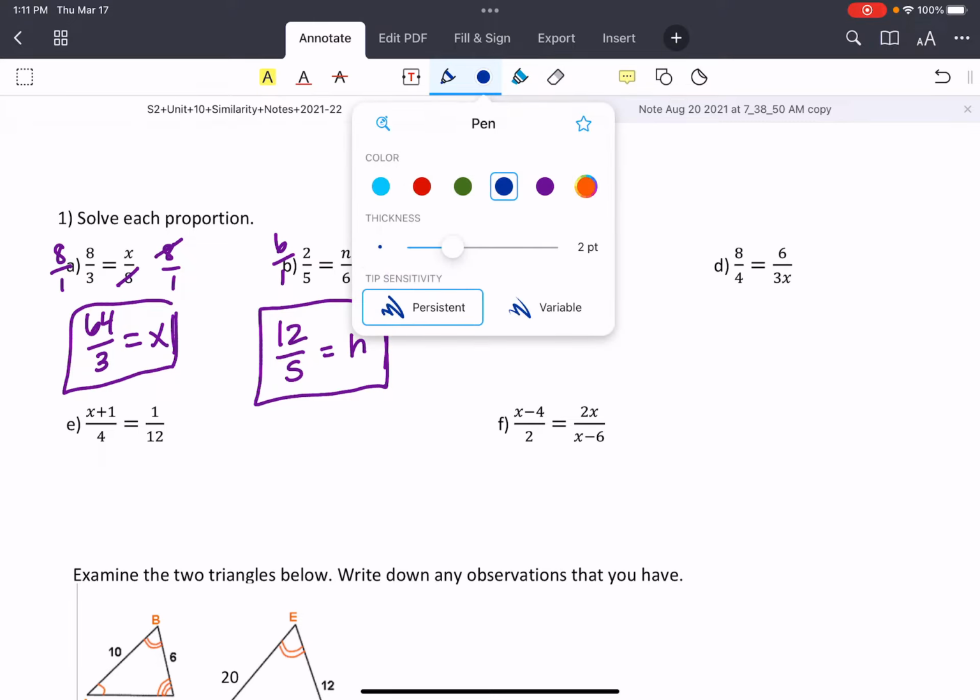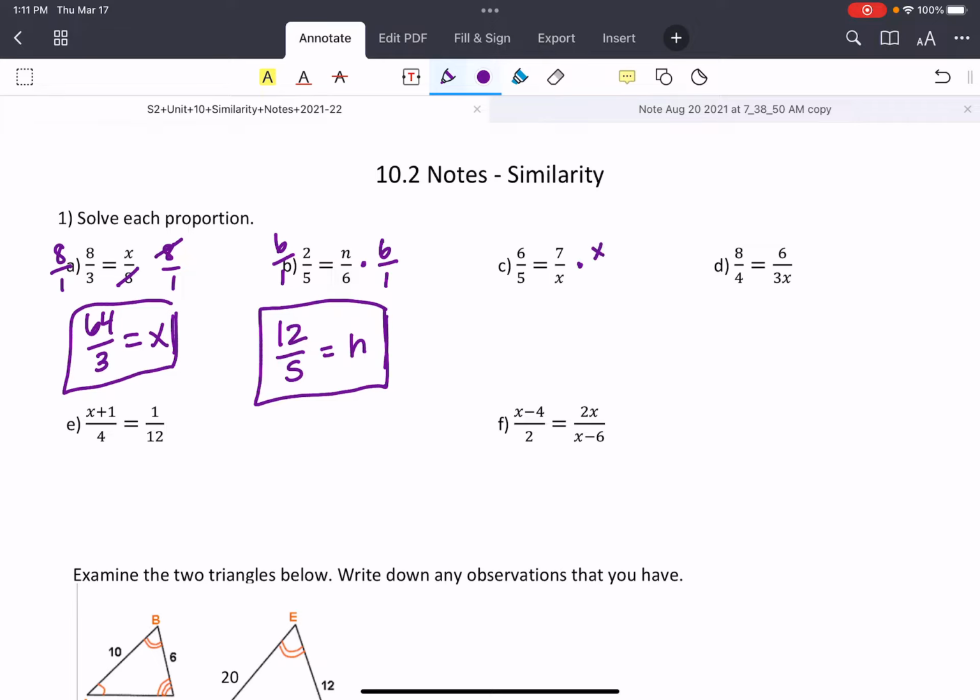So what I would do is I'm going to first multiply everything by x over 1. And then I also want to clear this 5 right here. Let me highlight that in blue. I also want to clear the 5 so we don't have any fractions. So I'm also going to multiply everything by 5 over 1. So here, this 5 and this 5 cancel, and I end up with 6 times x, which is 6x. And on the right side of the equation, the x and the x cancel, so I end up with 7 times 5, which is 35. Then I can divide both sides by 6, and I get x equals 35 over 6.